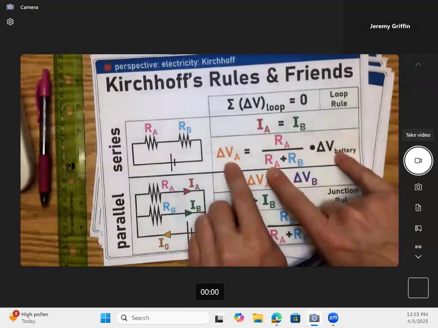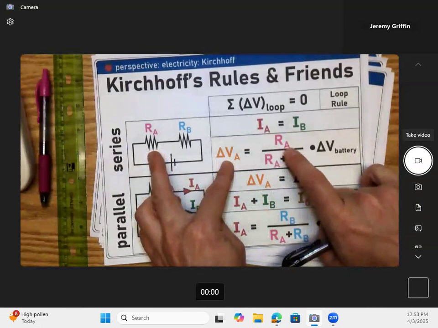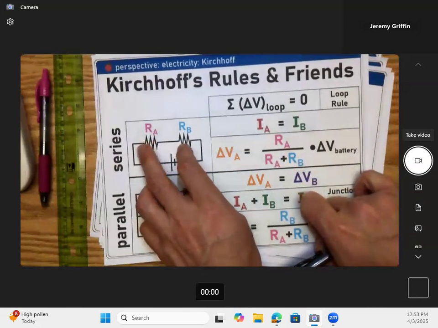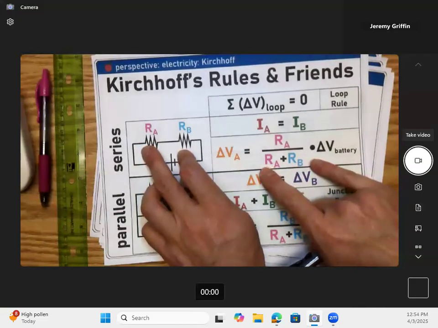This one right here. It says the voltage drop, say across resistor A, is proportional to resistor A. So you guys, suppose you have 7 ohms and 3 ohms. You guys see that? 7 ohms and 3 ohms is 70% of the voltage drop across A, and the other 30% is across B. That's exactly what this proportion says right here.